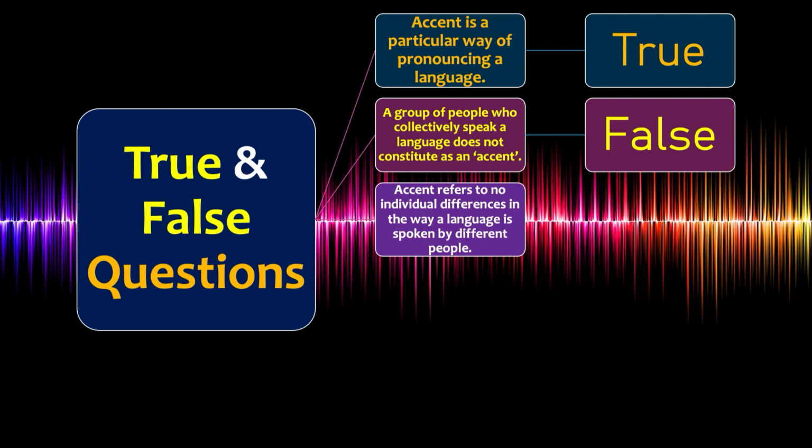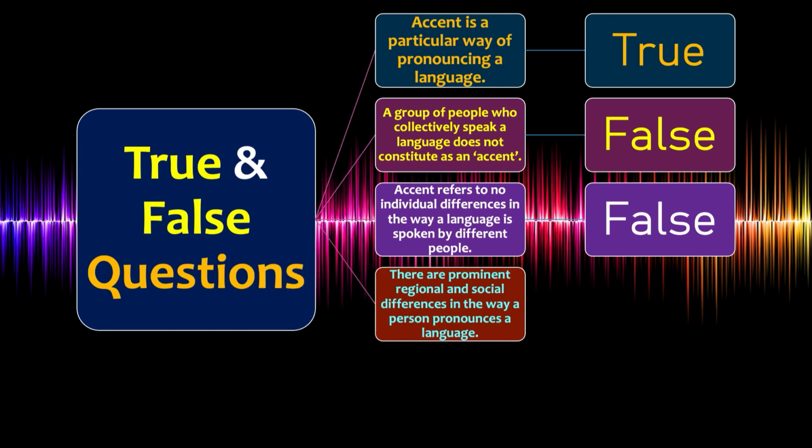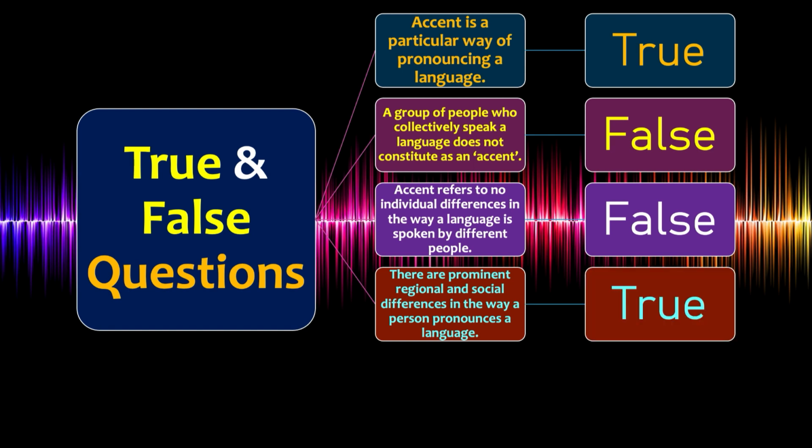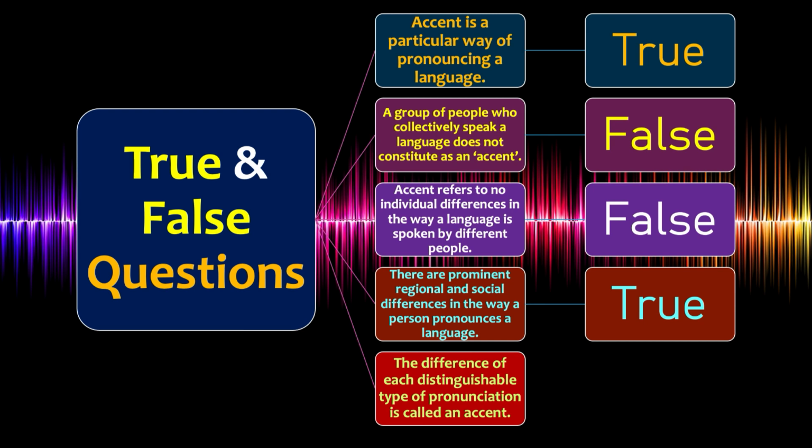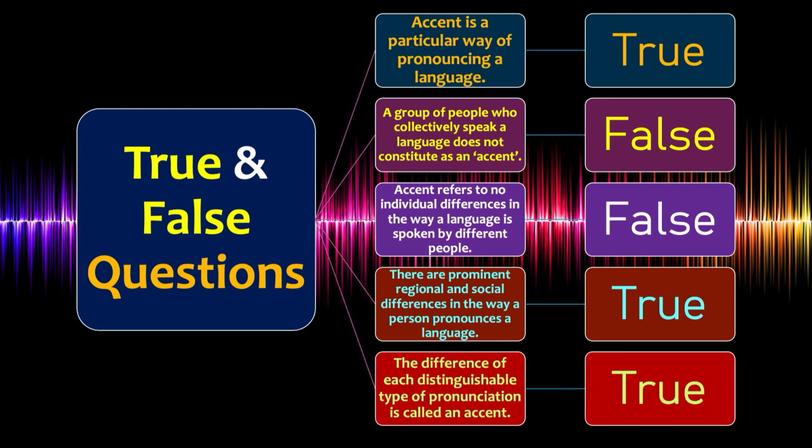Accent refers to no individual differences in the way a language is spoken by different people. Of course, it's false. We have the 4th question. There are prominent regional and social differences in the way a person pronounces a language. It's true. And the last one: the difference of each distinguishable type of pronunciation is called an accent. And of course, this is also true.